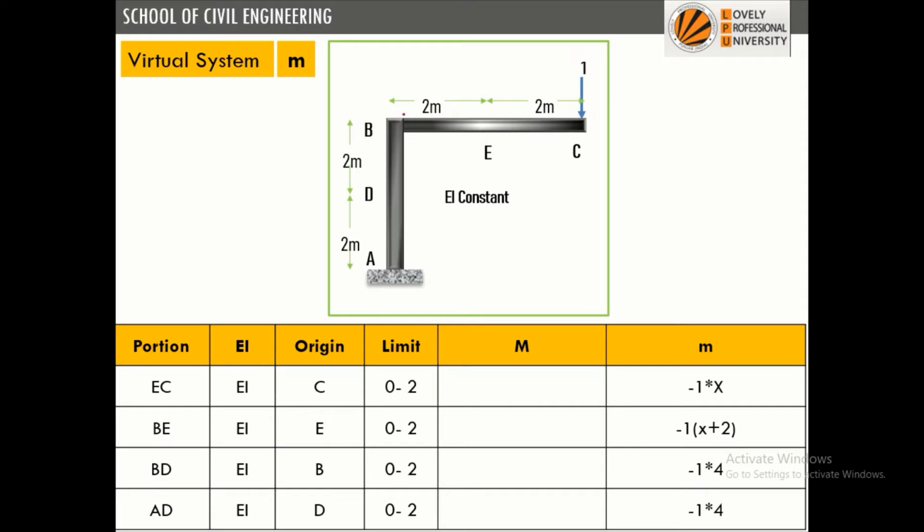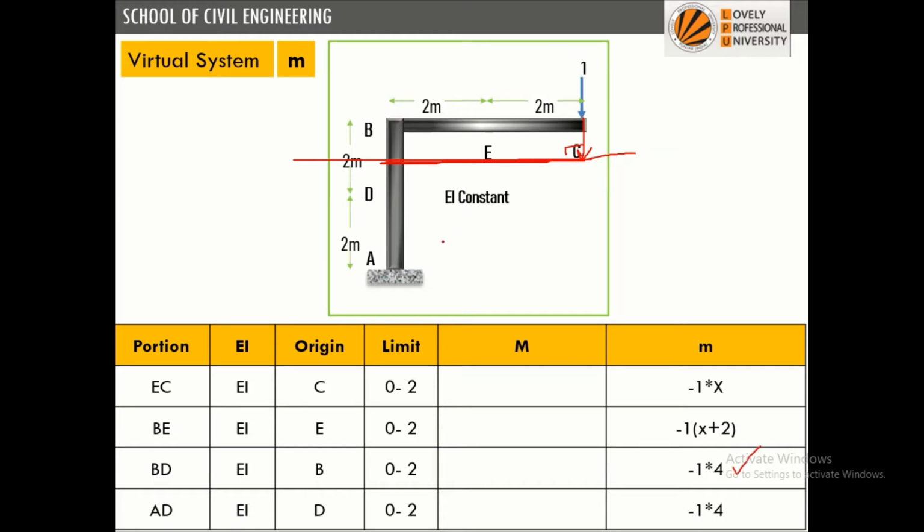Now come to the vertical member BD. For portion BD, we cut a section with a horizontal line. We consider the forces above this line, so only one force is there. We extend the force up to this point, so this is going to be the perpendicular distance. What is the perpendicular distance? It is 2 plus 2, 4. So the bending moment will be 1 into 4.